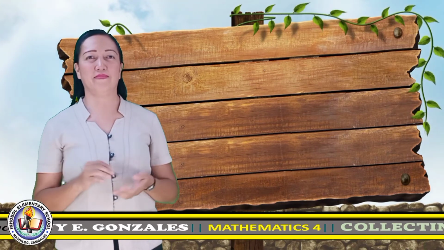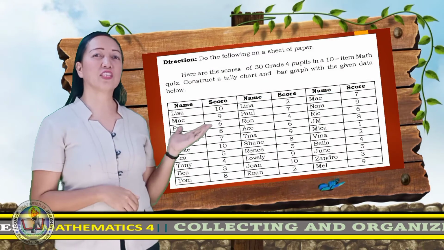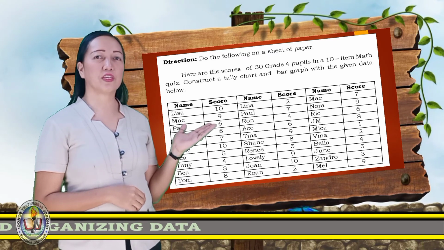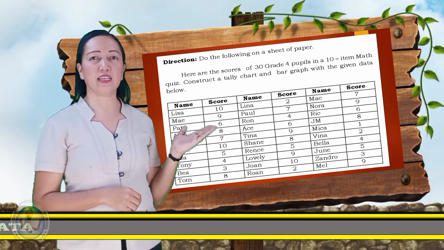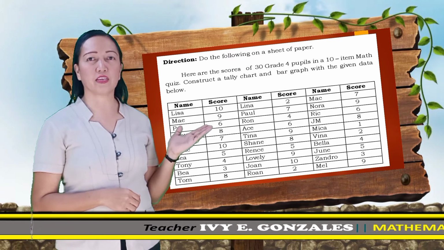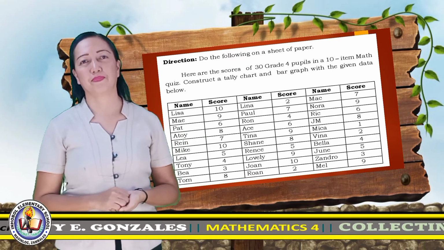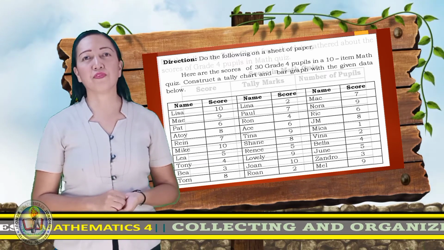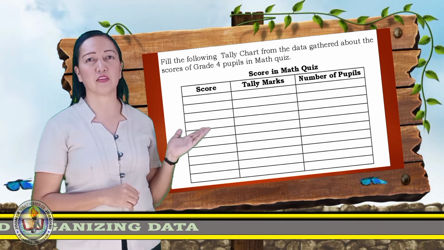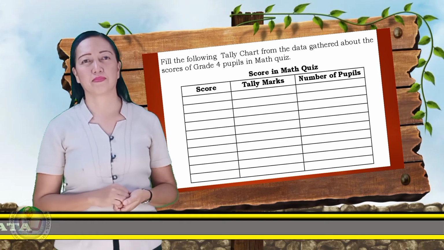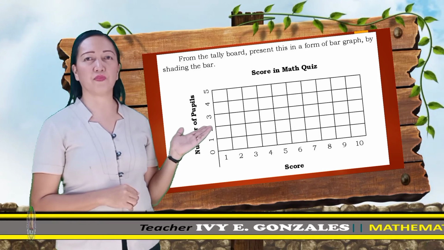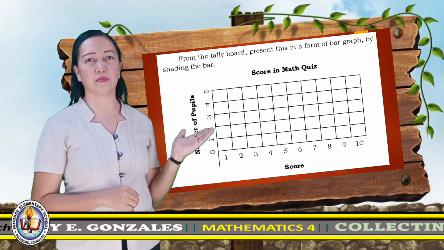Learners, what's more? Direction. Do the following on a sheet of paper. Here are the scores of 30 grade 4 pupils in a 10-item math quiz. Construct a tally chart and a bar graph with the given data below. Fill in the following tally chart from the data gathered about the scores of the grade 4 pupils in the math quiz. From the tally chart, present this in the form of a bar graph by shading the bar.